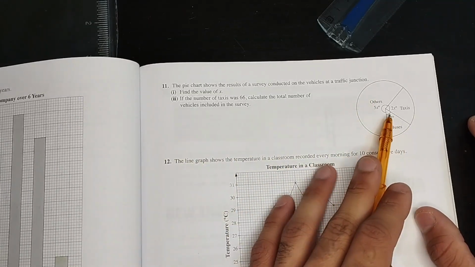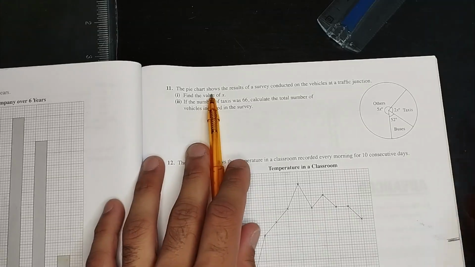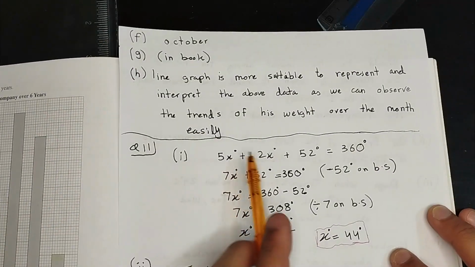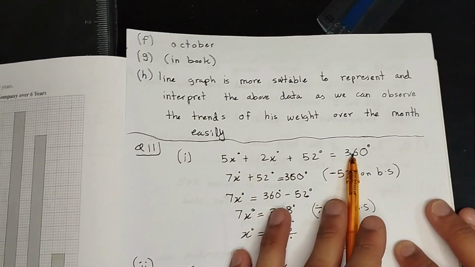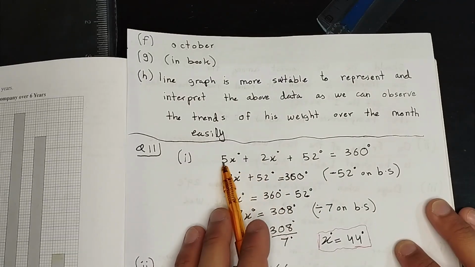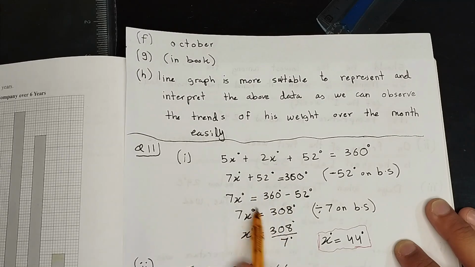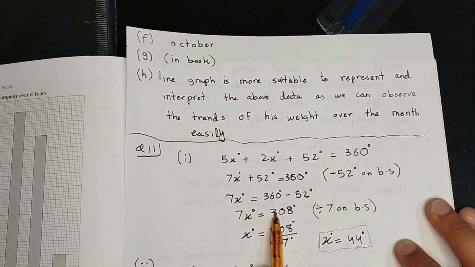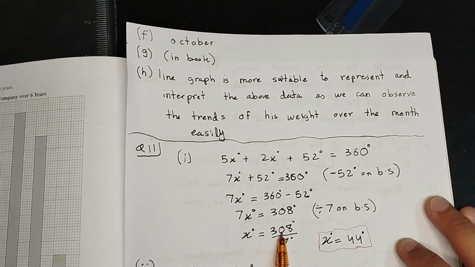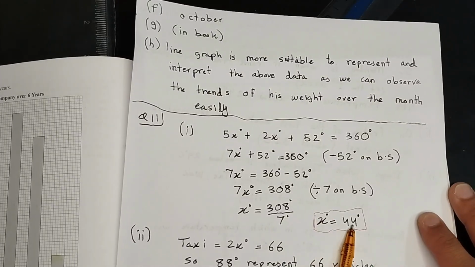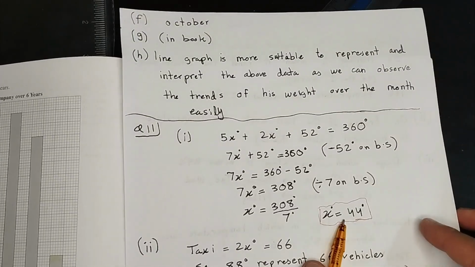Sum of all of them is going to be equal to 360. We can easily find the value of x. Just use this formula, add all of them together. It's going to be equal to 360. 5x plus 2x is 7x, minus 2x on both sides. Then you can get 7x is equal to 308 degrees, and then divide by 7 on both sides, you'll get a value of x. x is equal to 44. Okay, that's the value of x.